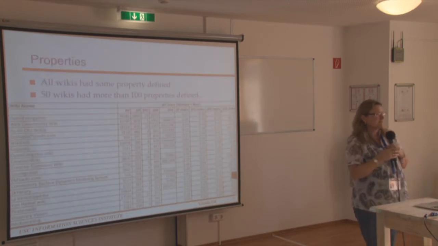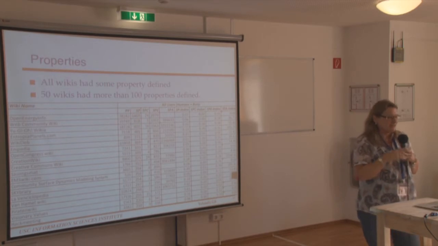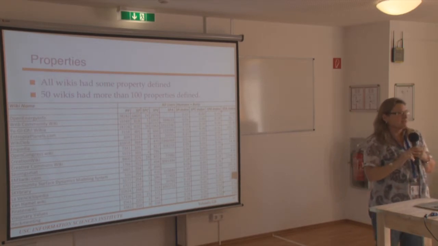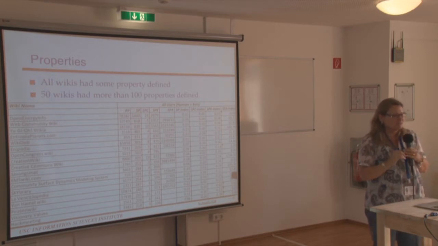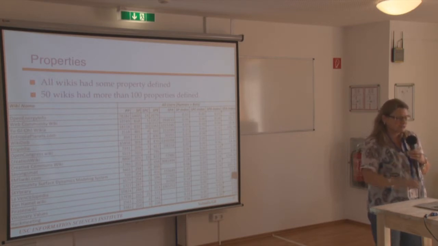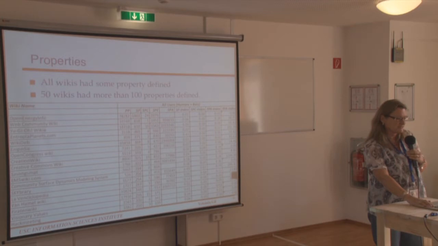Properties, exactly the opposite. So every wiki had some property defined. This seems to be extremely popular. 50 wikis had more than 100 properties defined. So we're not talking about a dozen properties or 20. We're talking about pretty large numbers that just seem to require some coordination.